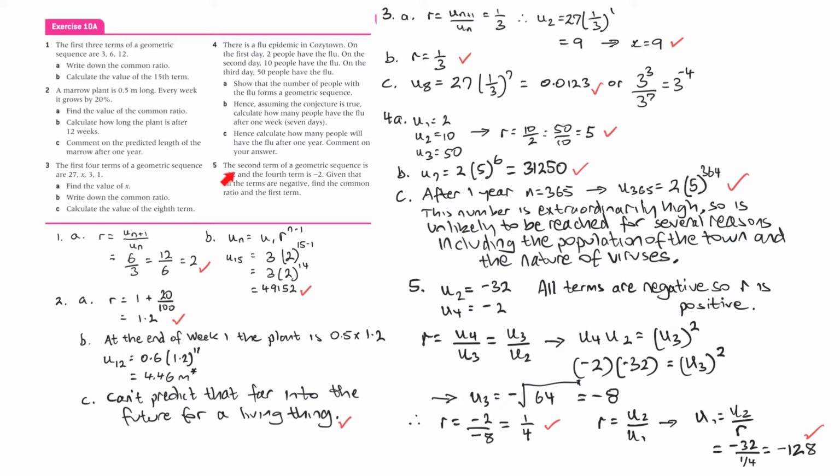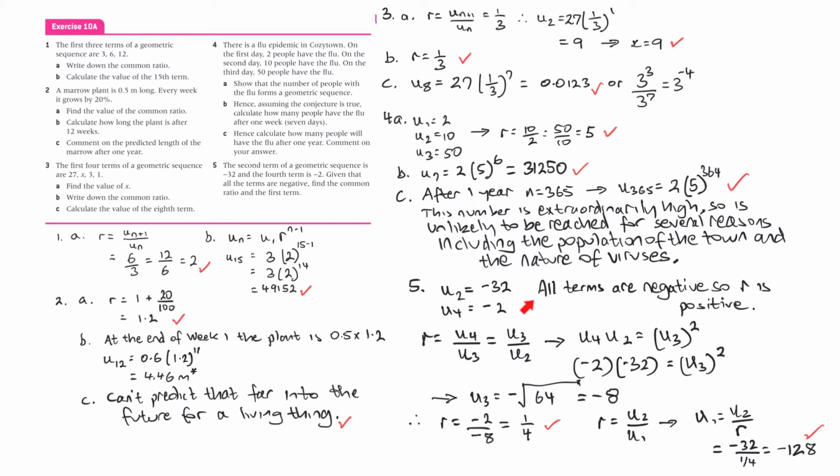Okay, so 5, the second term of a geometric sequence is minus 32, and the fourth term is minus 2. Given that all the terms are negative, find the common ratio and the first term. Okay, so U2 is minus 32. The fourth term is minus 2. All terms are negative, so R is positive.